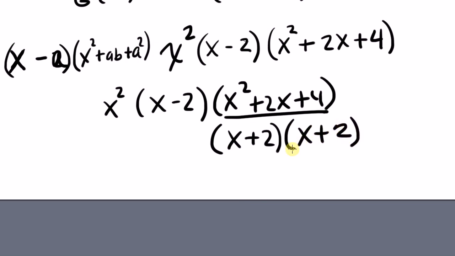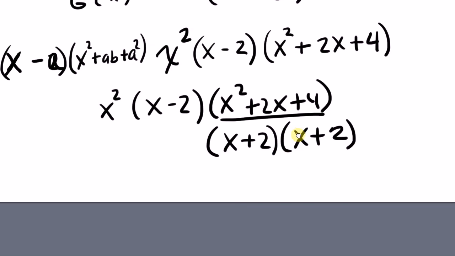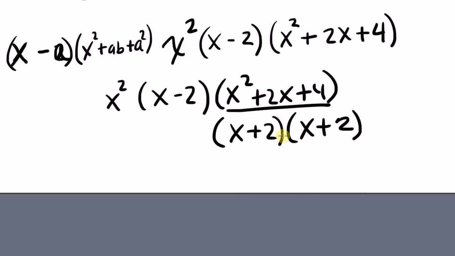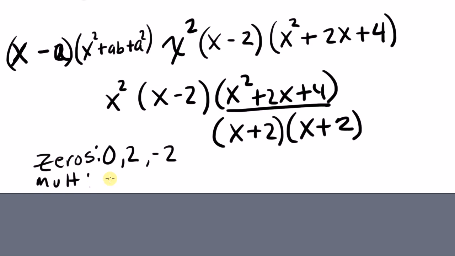So now, when we're looking at our zeros, we have a 0 at 0 right here, a 0 at 2, and a 0 at negative 2, with a multiplicity of, there's 2 zeros at 0, there is 1 at 2, and there are 2 factors of x plus 2, so there's 2 negative 2's.